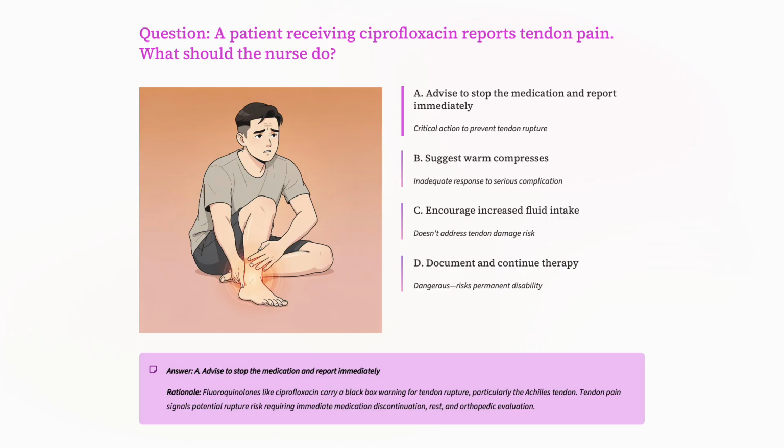We're going to have them stop taking it and report it to the doctor. No, we don't typically tell the patient to stop taking it. But since we know Cipro is a fluoroquinolone, and it has a black box warning that it can cause tendons to rupture, especially the Achilles tendon, and a sign of tendon rupture is tendon pain, this is immediate. Let's stop the medicine, notify the doctor, and send them to an ortho. So the answer is A.